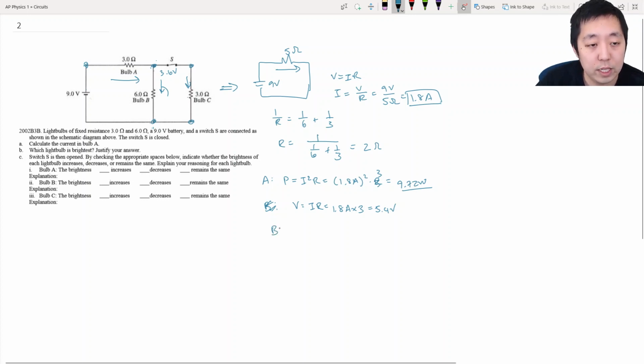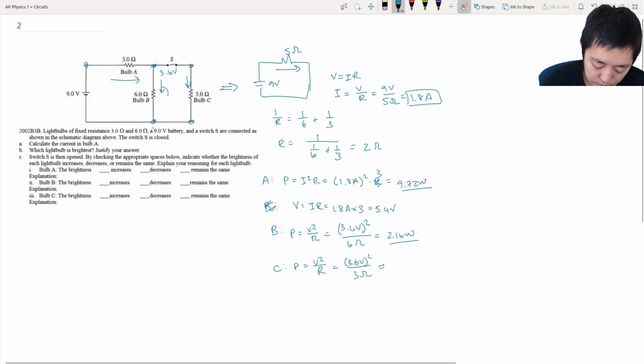Okay, so for B, now I know the voltage across it. I can use power is equal to V squared over R. And that's equal to 3.6 volts squared divided by 6 ohm, which is 2.16 watts. And then for C, I also know the voltage. It has the same voltage as B. So that's 3.6 volts squared over 3 ohm, and that would be 4.32 watts. Okay, so I calculated the wattage of each of these. A has the largest. So A.